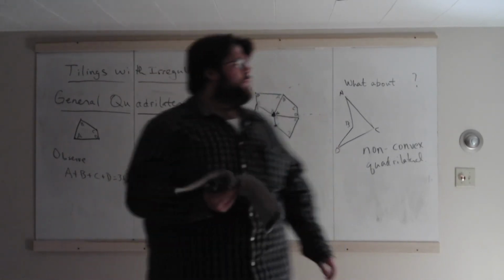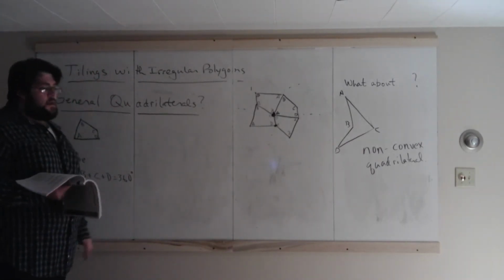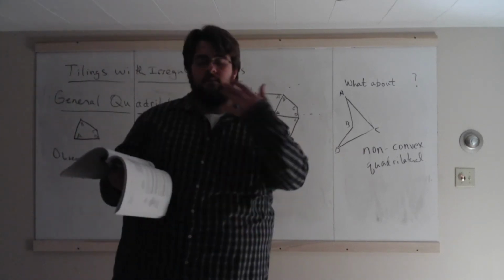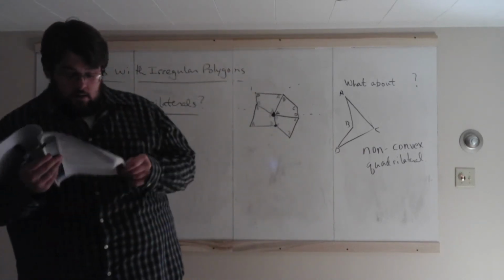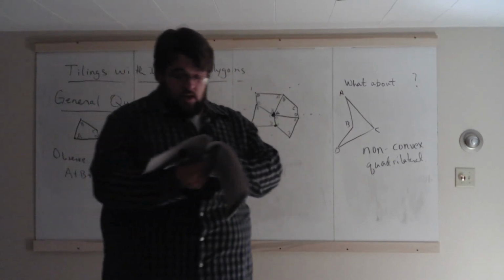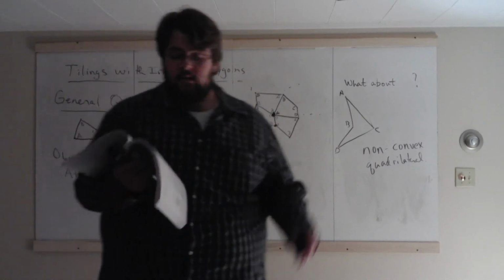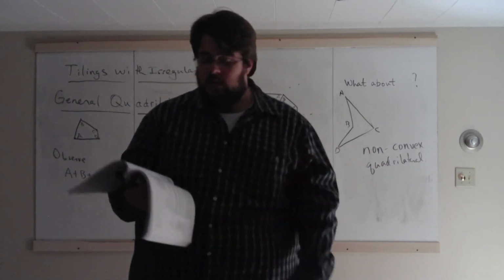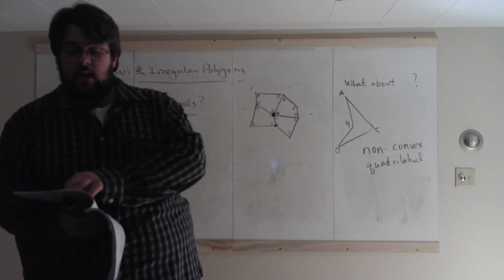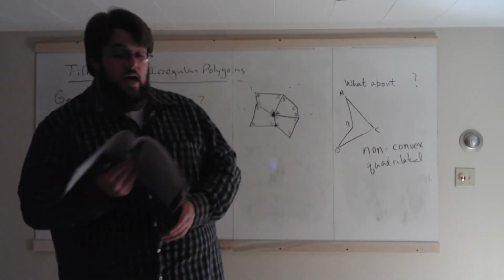So we showed tilings for 3-gons. We showed tilings for 4-gons. There are 15, possibly more, classes of 5-gons which tile. There are 3 classes of convex hexagons which tile. And for polygons with more than 6 sides, there are no convex 7-gons or 8-gons or anything larger which tile the plane.